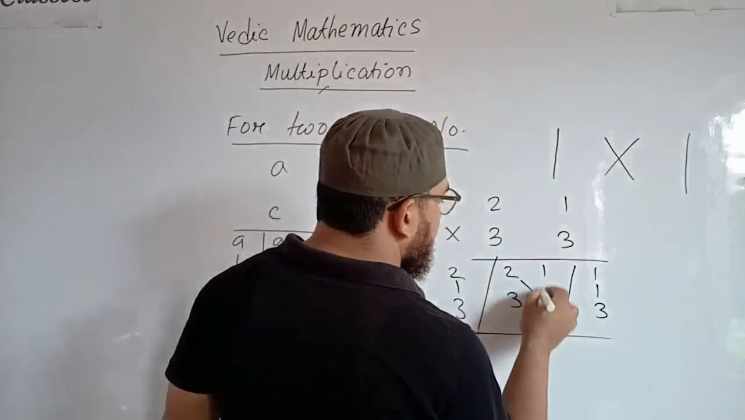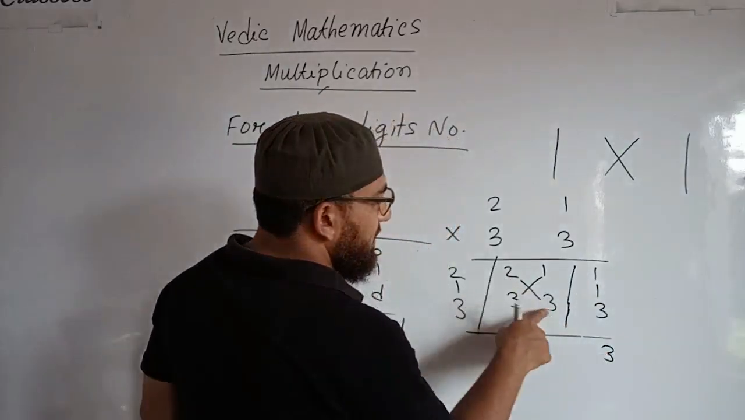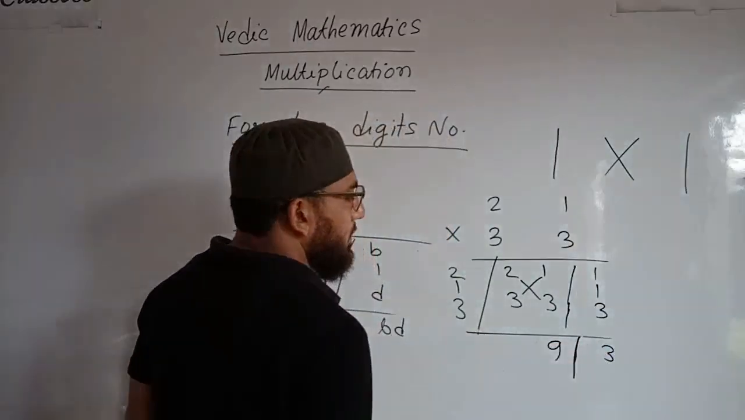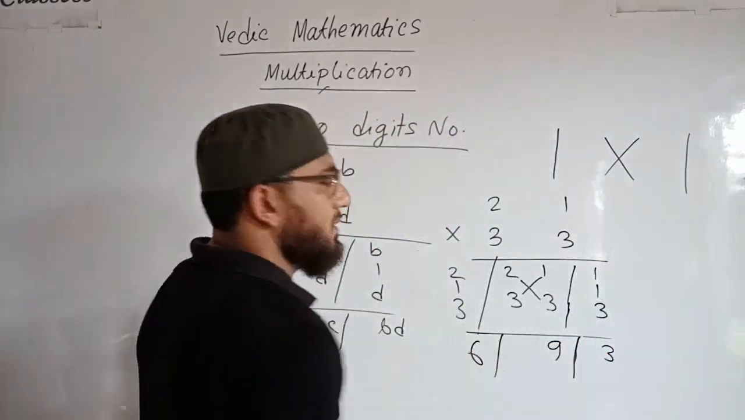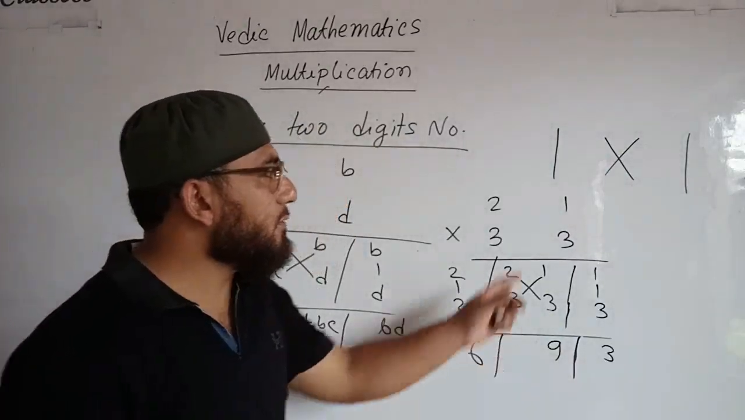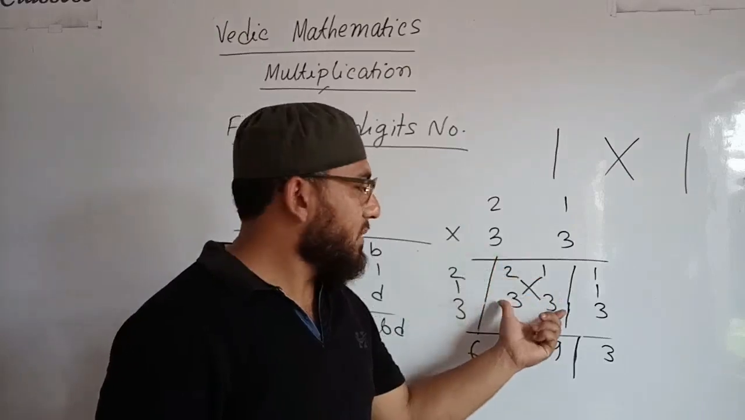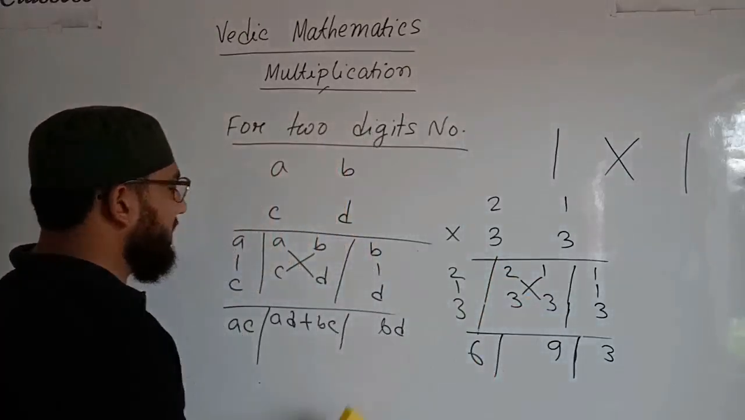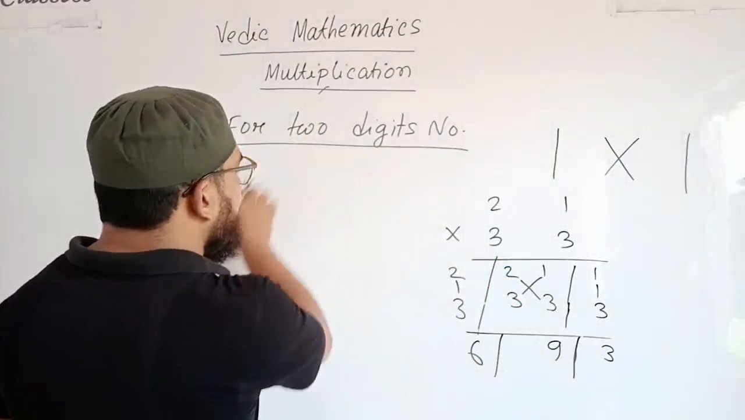So here 1 into 3 is 3, 6 plus 3 is 9, and 2 3s is 6. So answer will be 693. So this is the multiplication of 21 into 33. Whenever you know the method, you can skip this step, right? Okay. So take another example where you can multiply by using Vedic method.